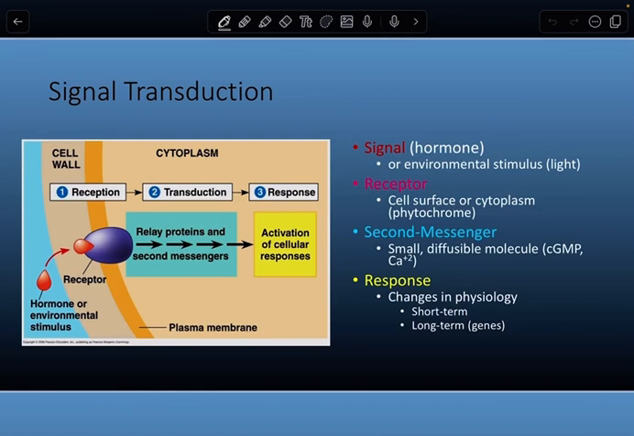So yeah. The signal is the first messenger, the receptor receives it, produces second messengers, which diffuse through the cell, and they activate a response. And that can be changes in cell physiology, which can be short-term, right? So only a few minutes to a few hours. Or they can be long-term. Genes can be turned on and off, and some of these changes last for the lifetime of the cell.